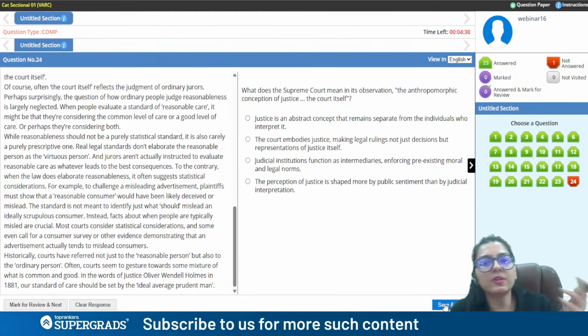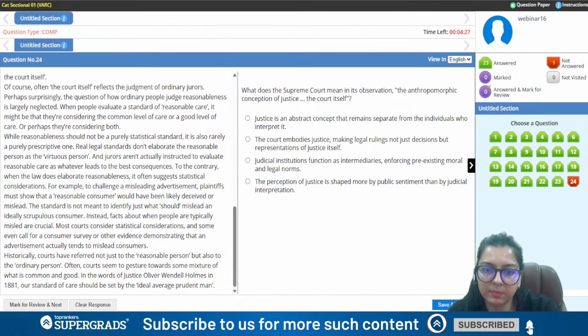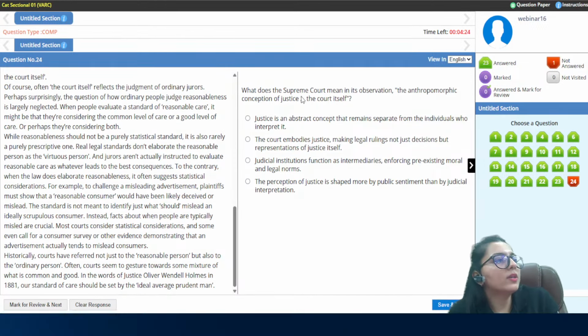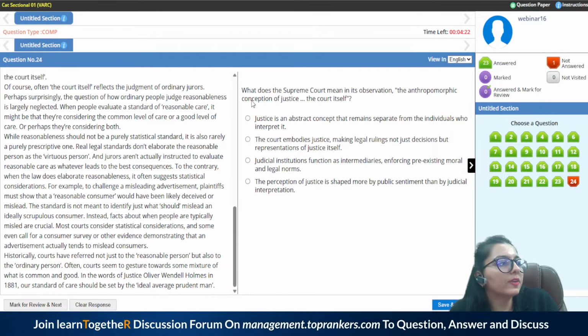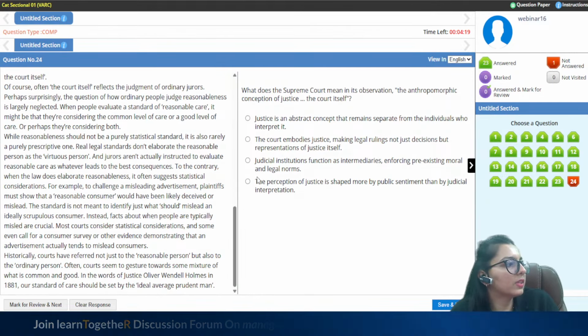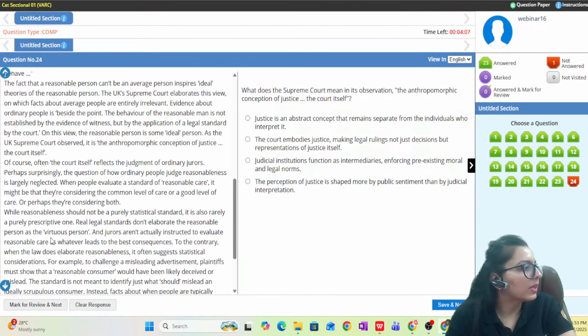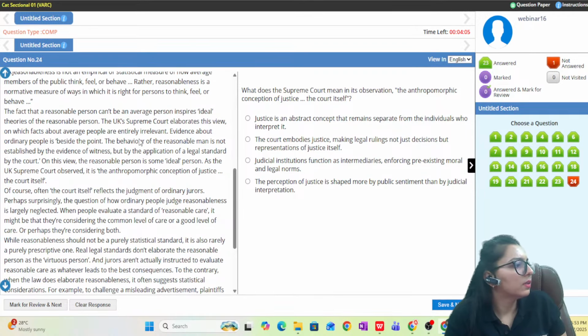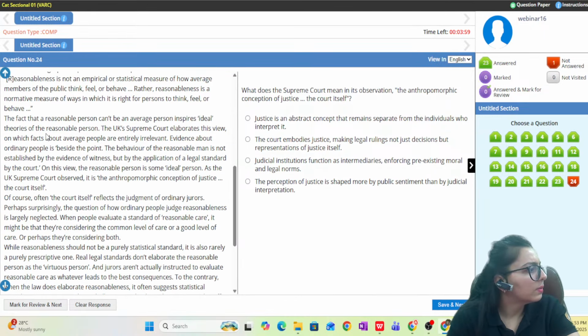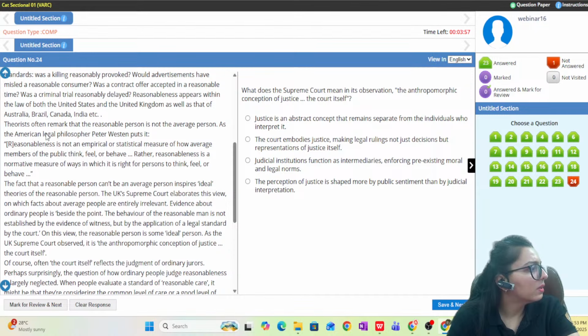D. You just have to make a mandatory pair to be able to see. And the last one. What does the Supreme Court mean in the observation, the anthropomorphic conception of justice? Okay. Now, obviously, when the Supreme Court talks about anthropomorphic justice, anthropomorphic is going to be about society, about humans. But to answer this we have to find it. Here it is. The UK Supreme Court elaborates the view. No, this is not where it is. Where did it go? Reasonableness. Okay, here it is. Let's read from one line above.